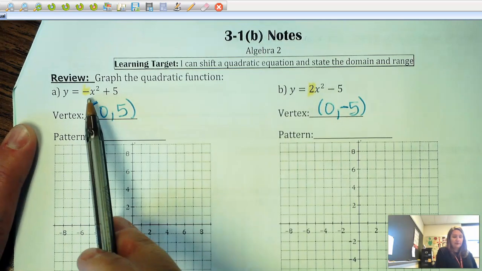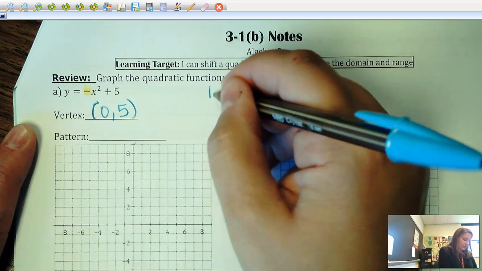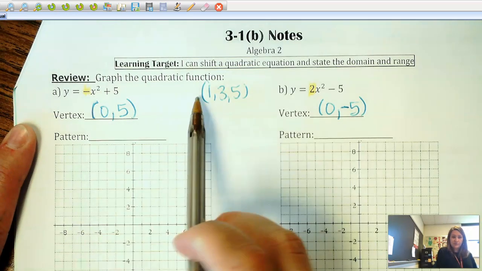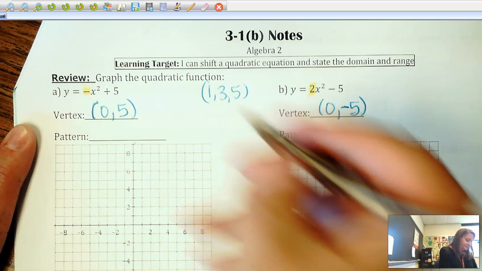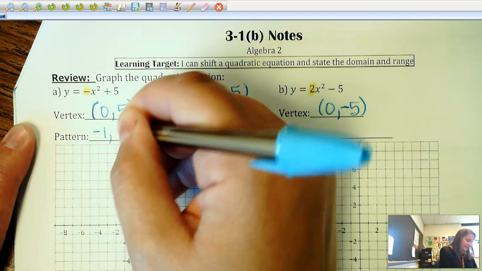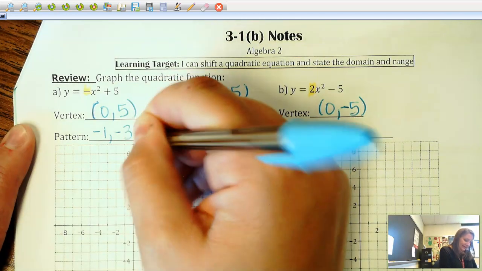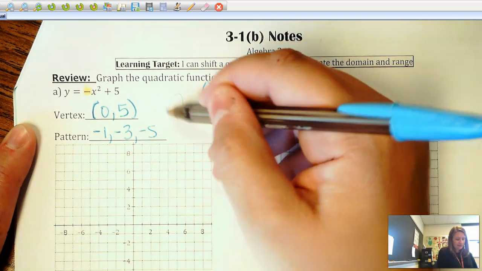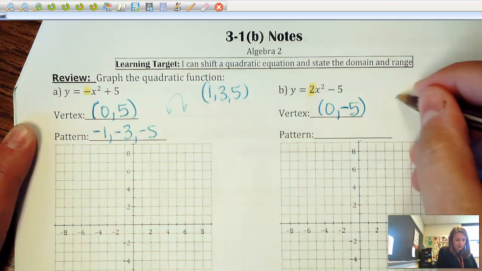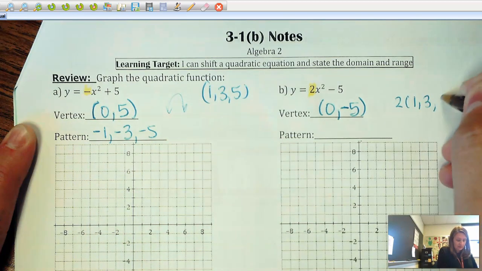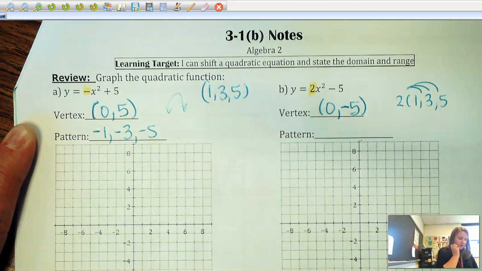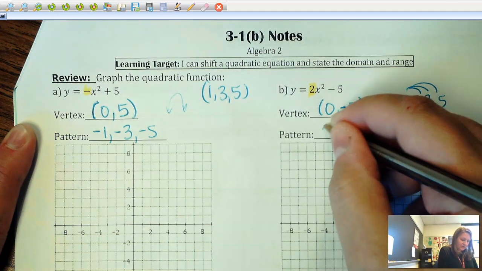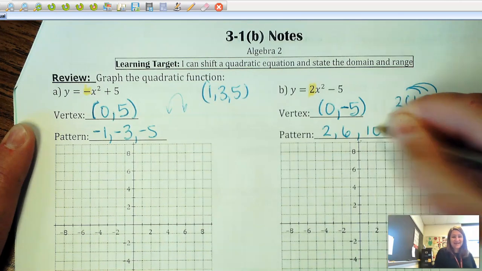Now, what this number out in front does affect is your 1, 3, 5 pattern. So whatever's in front, you want to multiply that by 1, 3, 5. For this first problem, it's -1, -3, -5. And that's just going to cause the graph to turn upside down. Here, I'm going to take 2 and multiply by each of these. What I'm doing over here is multiplying each by -1. I'm going to multiply each of these by 2. So this is going to be 2, 6, 10.